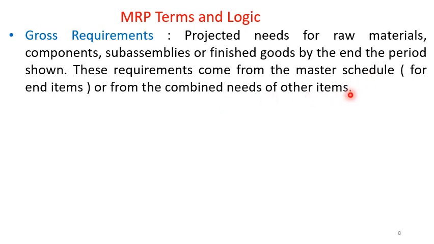So whenever there is a requirement from the master schedule or from the combined needs of other items, the projected needs based on the demand are your gross requirements: in total, what is the requirement. That can include your raw materials, components in the pipeline of production, sub-assemblies, finished goods and other things. All of these come in gross requirements. These requirements come from the master schedule or from the combined needs of other items.